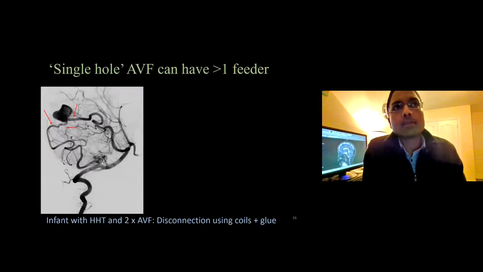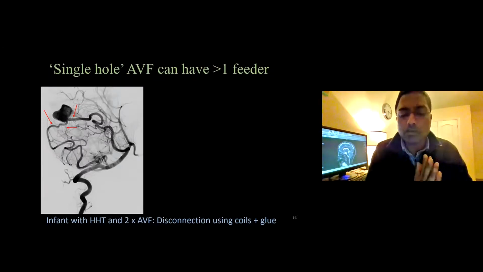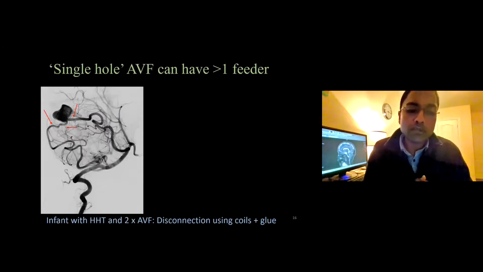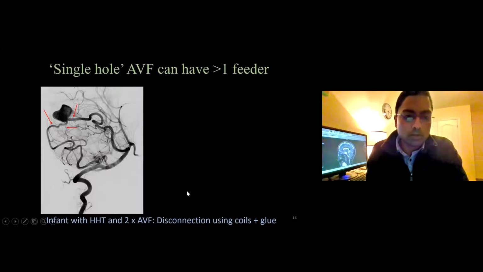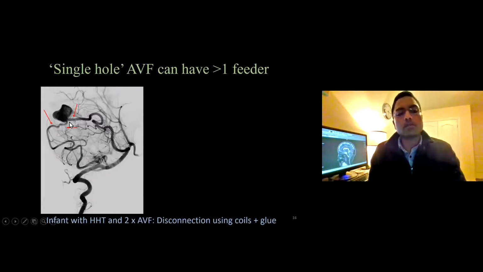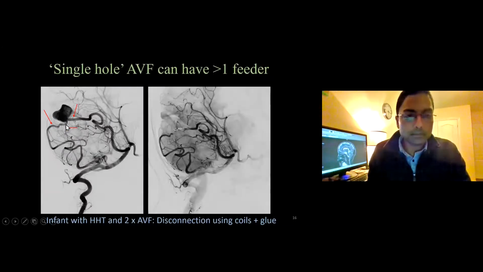Now, even though I said a single hole fistula, remember it doesn't always have to have one feeder. The shunting zone of an AV fistula can recruit many arteries to the same spot. So look here, you have this large superior cerebellar artery, but you also have a PICA branch which goes to the same spot of this AV fistula. And you have some smaller arteries coming, which are cerebellar arteries, all going to the same spot over here.